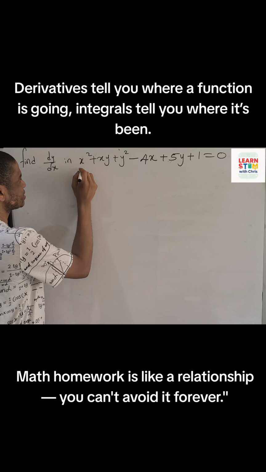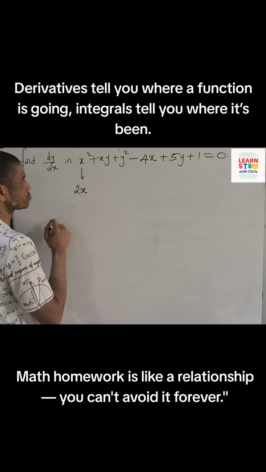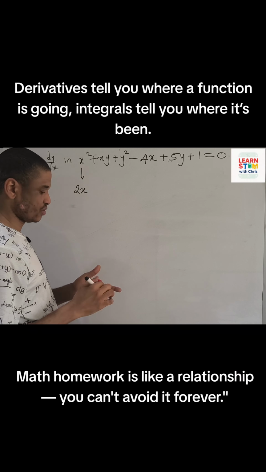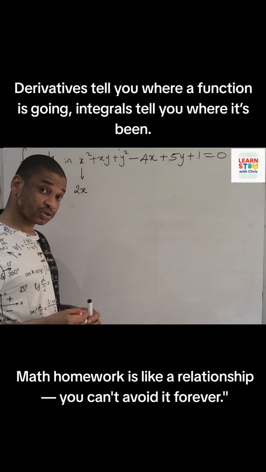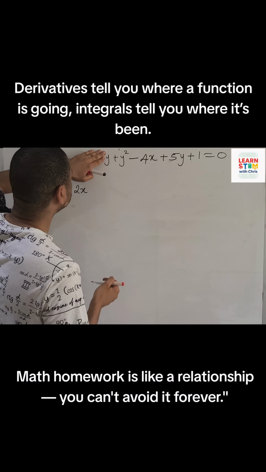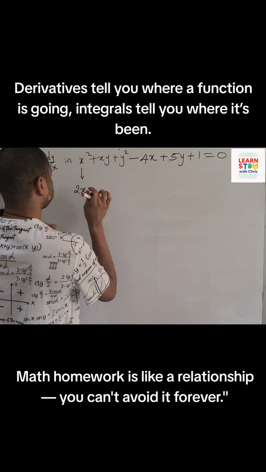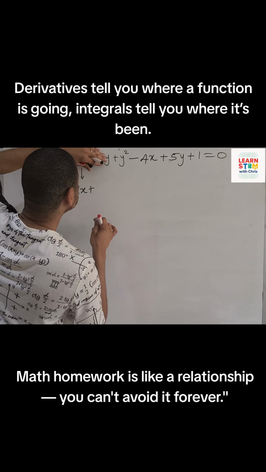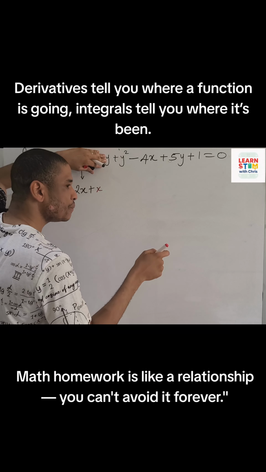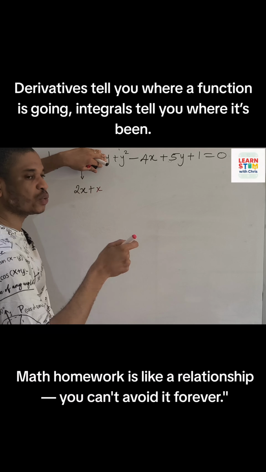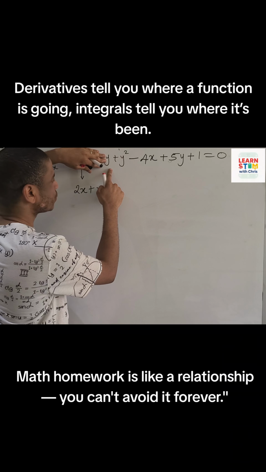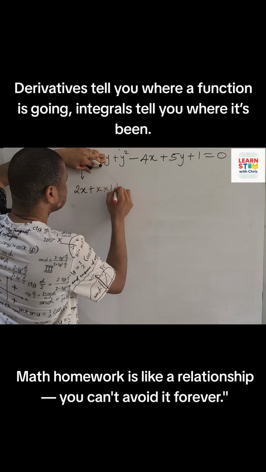If I differentiate this, it becomes 2x. Bring the power down, minus 1 from it. Now how do I differentiate this? I'm going to use the product rule, because there are two variables. I will hold this constant. Anytime I differentiate y, I have to put dy/dx along with it. So hold this constant, differentiate y, and you will get 1 dy/dx.